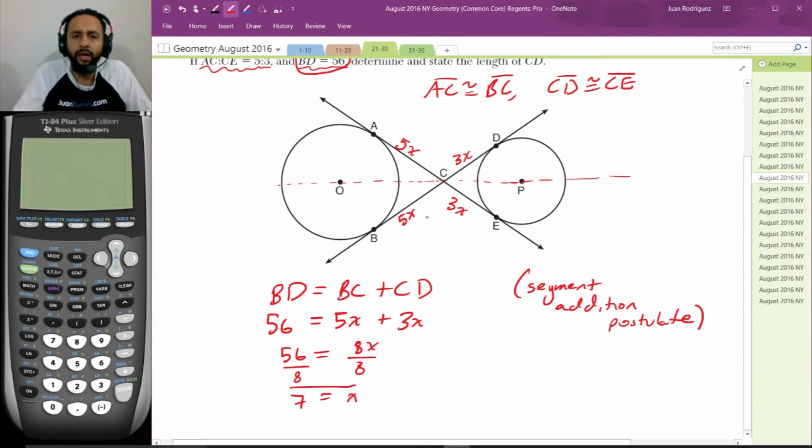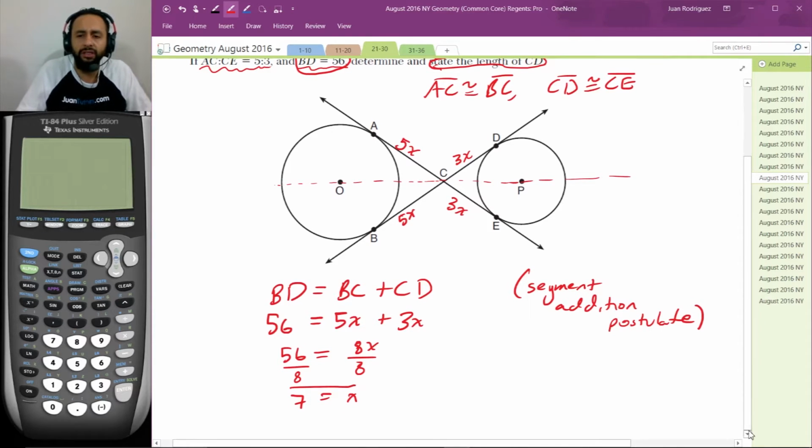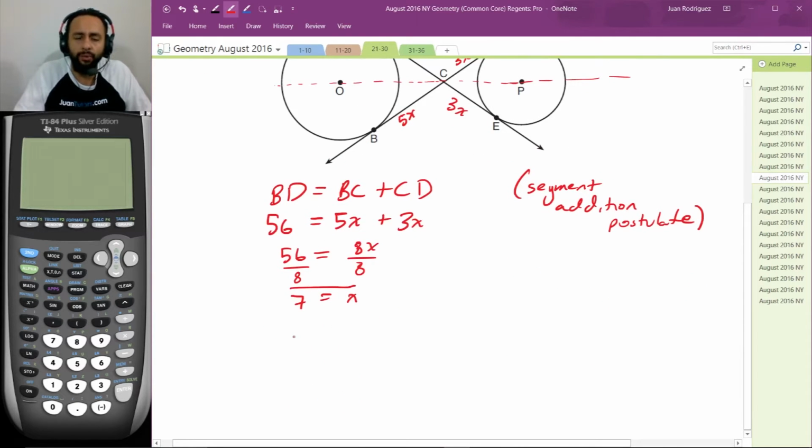Okay? And now we need the length of CD. Let's make sure we determine and state the length of CD. Let's not go and do something silly like solve for the wrong thing, right? We want the length of CD. And we remember CD equals 3x, which is equal to 3 times 7, which is equal to 21. That's it. CD equals 21, and that's 2 points.